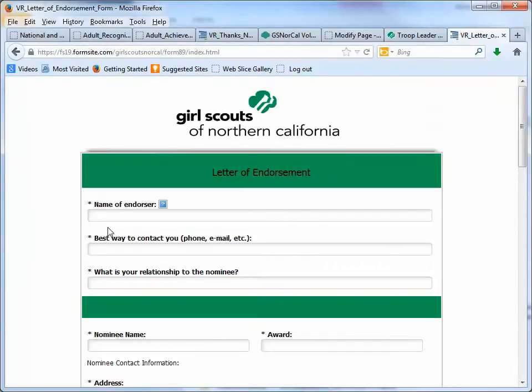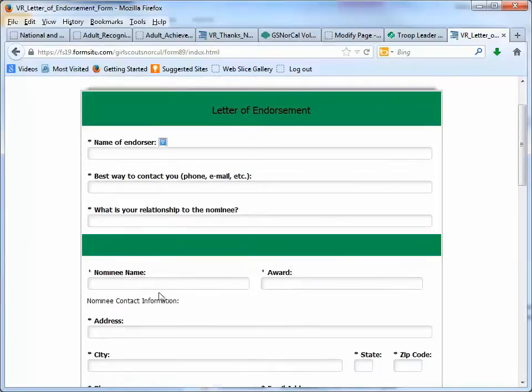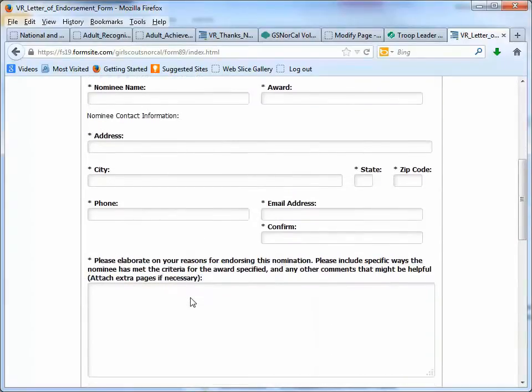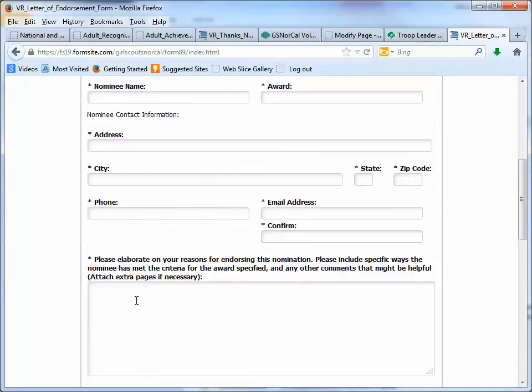If you will be the person writing the letter of endorsement, you will enter your name, the best way for us to contact you, and your relationship to the nominee. You will then enter the nominee's name, the award for which you are writing the letter of endorsement, and the nominee's contact information. Then you will write in very detailed specific information on how the candidate meets the criteria for the award. You'll want to make sure this information is additional information than what the nominator wrote. Don't copy the same information. This is where you tell your compelling story on how the nominee has gone above and beyond and how they've met the criteria for the award.